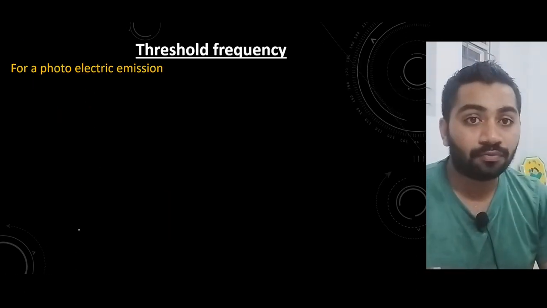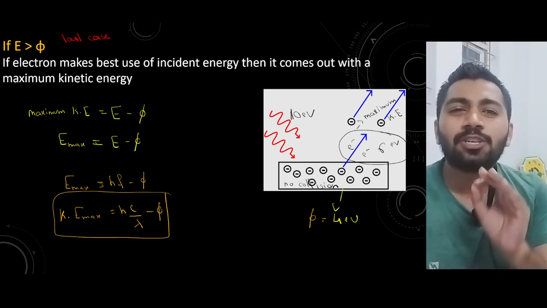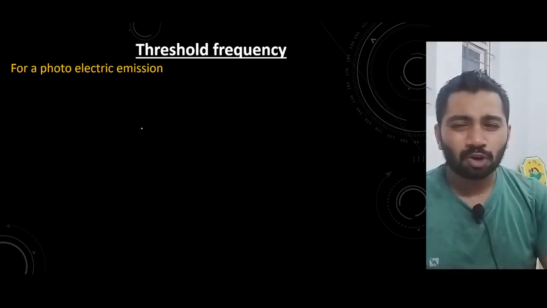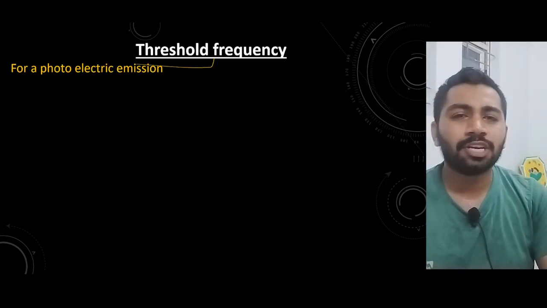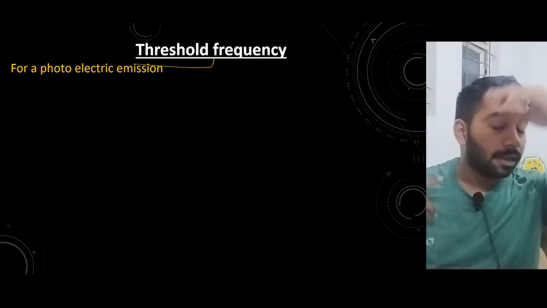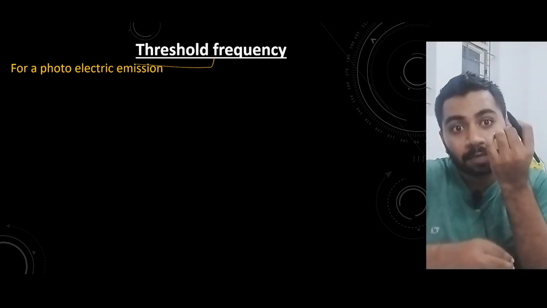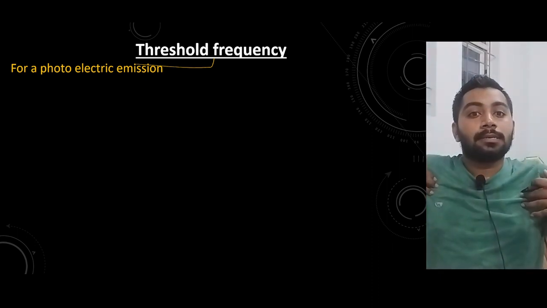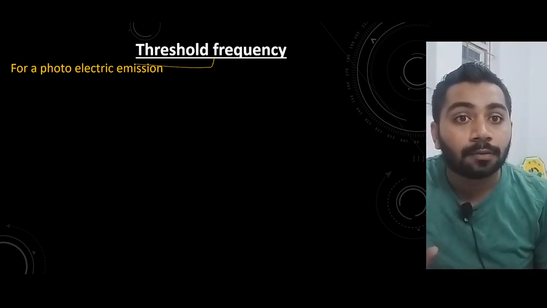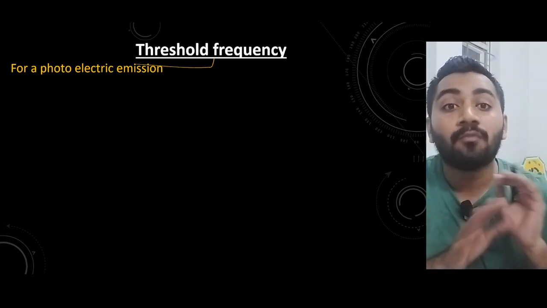Now let us say threshold frequency. Let us see what this threshold frequency is. Threshold means, in ancient times, something like protection. In war we use protection to protect us. Threshold means something which must be crossed to kill us. Similarly here, the frequency must cross this threshold frequency to perform the photoelectric effect. Very simple.